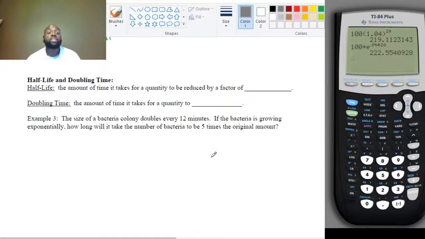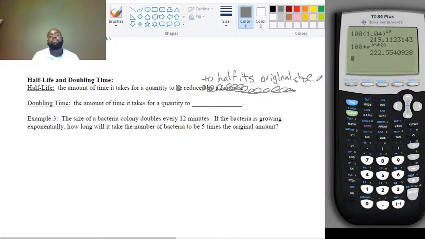What we want to do now is switch gears slightly and talk about half-life and doubling time. Half-life and doubling time are time intervals, right? It's the amount of time it takes for a quantity to reduce to half its original size. The amount of time it takes for a quantity to reduce to half its original size.